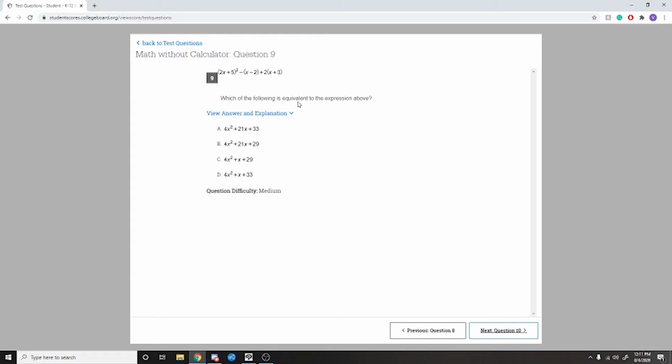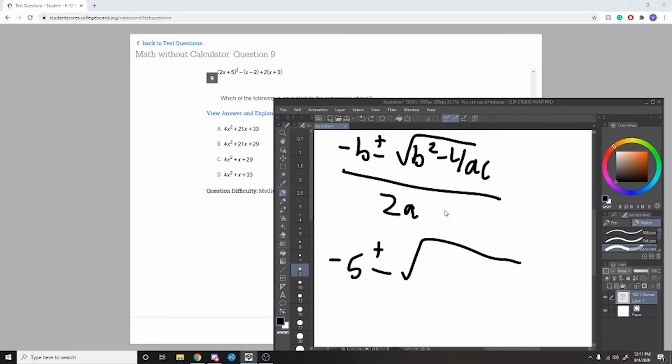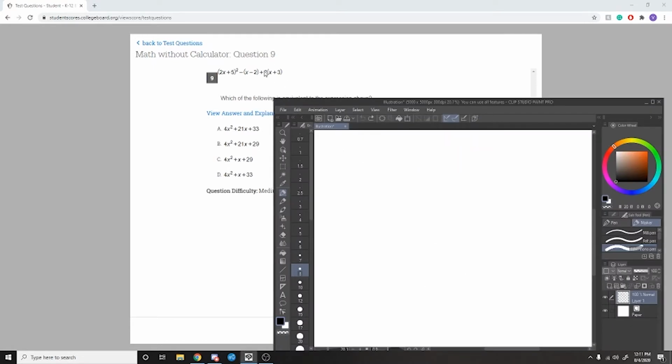Which of the following is equivalent to the expression above? This one, let's see. All of them have 4x squared, so we don't have to worry about that. We know the answer will be 4x squared. Now, let's find the constant first. The constant is the one without a variable x next to it. Now we know the constant for this one will be 6 because 2 times 3 is 6.